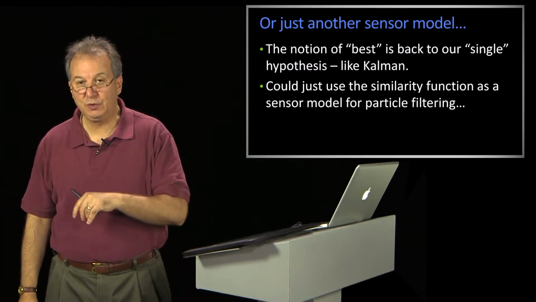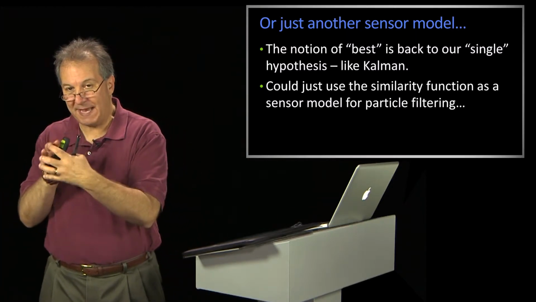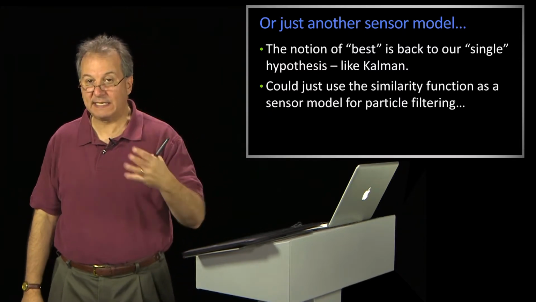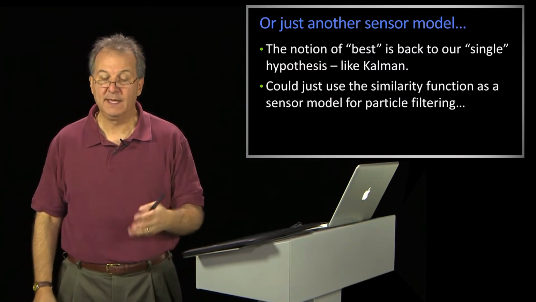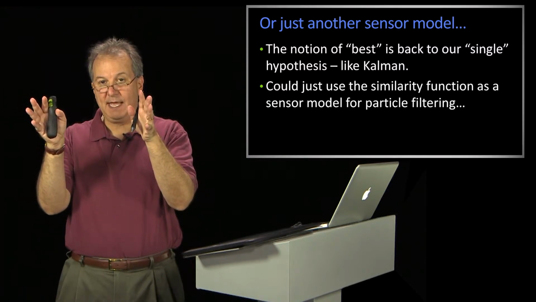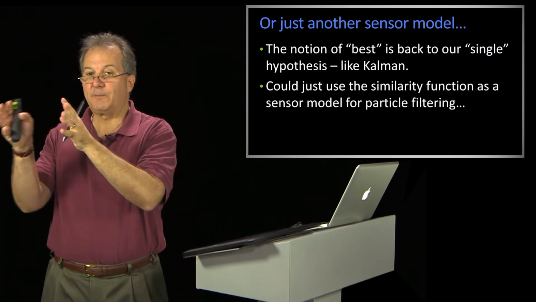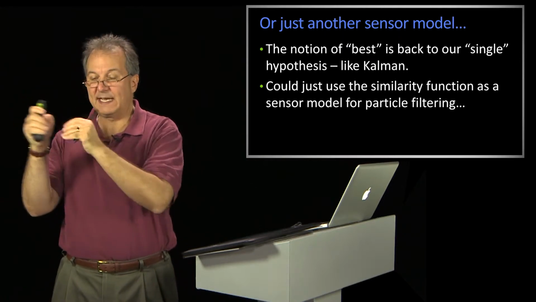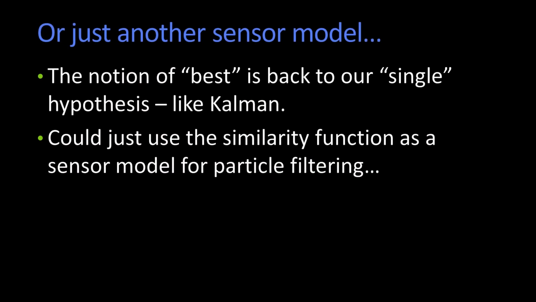We could just use the similarity function, the matching function of the color distributions, as the sensor model for particle filtering. That is, your particles spread out, and they want to say, well, what's the probability of getting this sensor measurement if that's actually my state? Well, you can simply say, it's just a measure of how close the color distribution is using that Bhattacharya distance or some other way of comparing distributions.